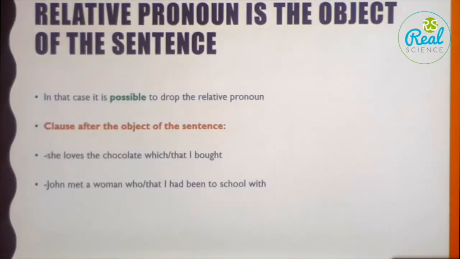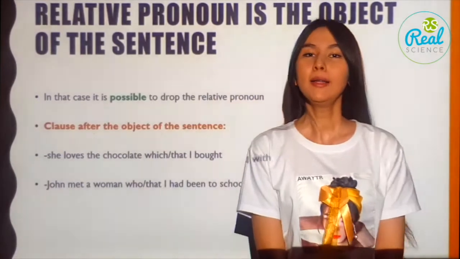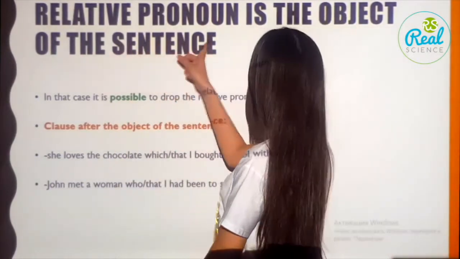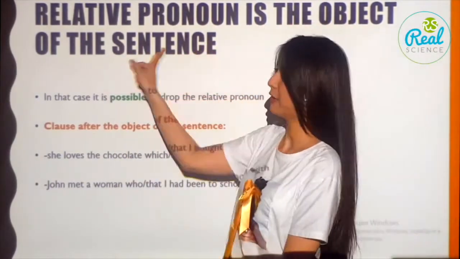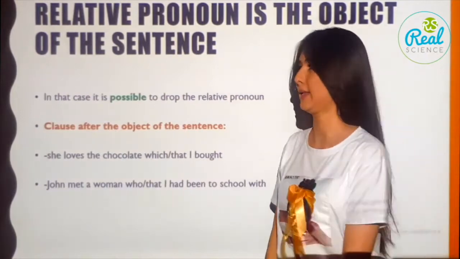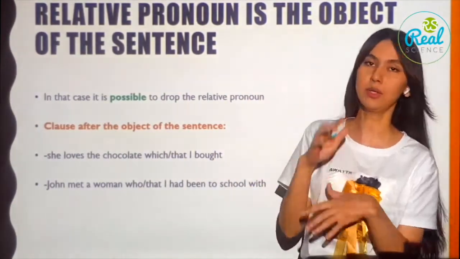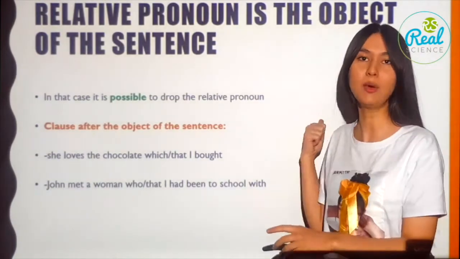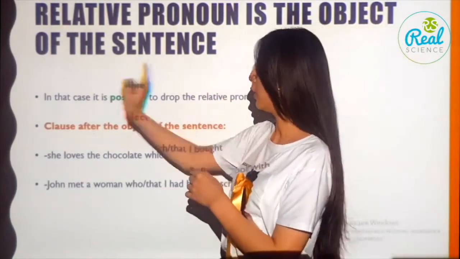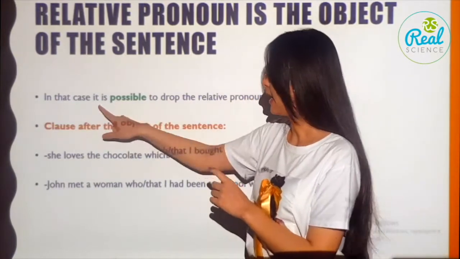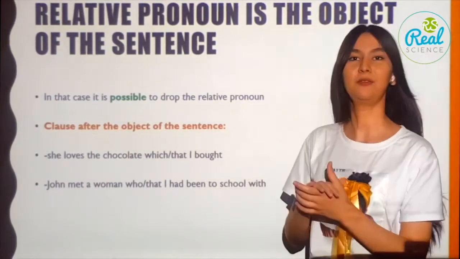Now let's look at the next one. What if your relative pronoun is the object of your sentence? So what happens in that case? Let's see. In the previous one, we had the relative pronoun, which is the subject of your sentence. Now it is the object of your sentence. Look at the rule. In that case, guys, it is possible to drop the relative pronoun.